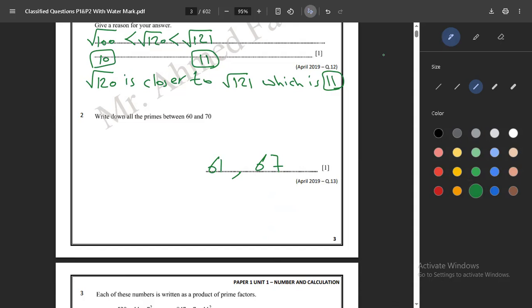That's it. You're not going to find any other numbers between 60 and 70 that are prime, only 61 and 67. All right, don't think about 63 because it's divisible by 3 actually. So it's not going to work. Don't think about 69 because it's also divisible by 3. It's not going to work. It's going to give you exactly 23. All right, let's continue.